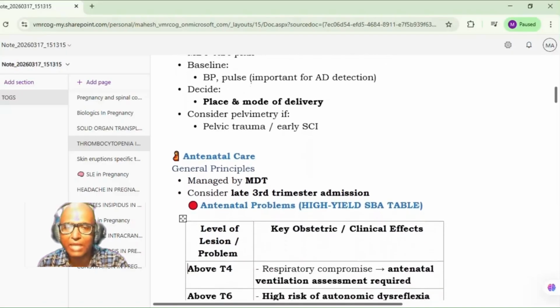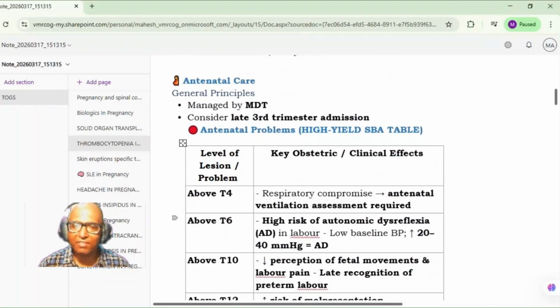Okay. Coming to the antenatal care. Again, it is always MDT care, or multidisciplinary team care. There, consider late third trimester admission for these patients. This we have already discussed, but we'll revise it once again. Above the level of T4, respiratory compromise, so antenatal ventilation assessment is required. Above the level of T6, high risk of autonomic dysreflexia in labor.